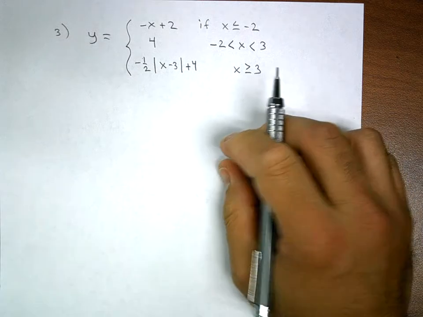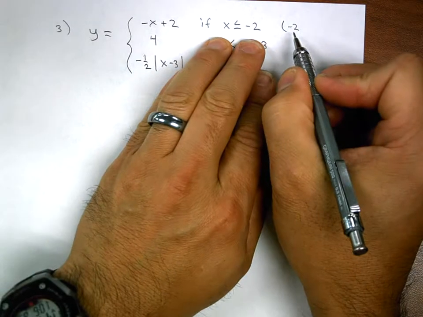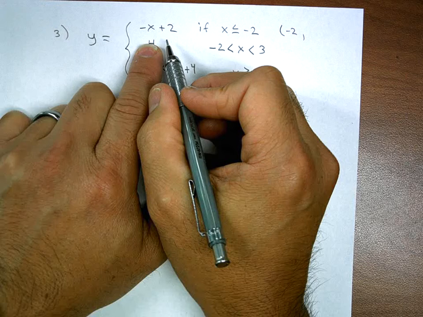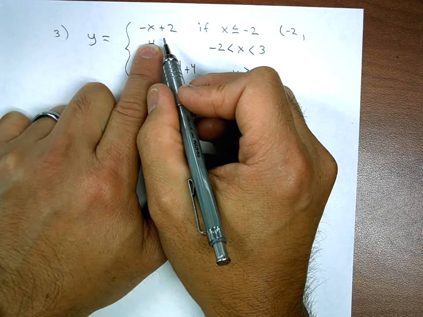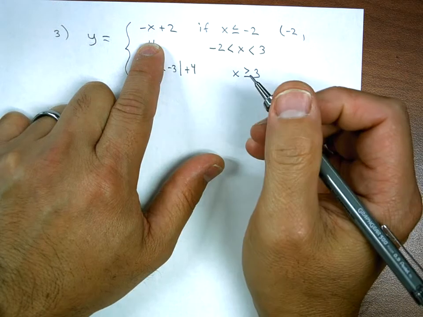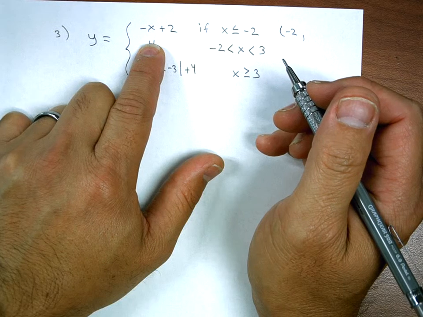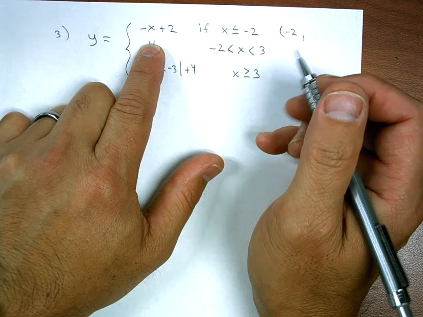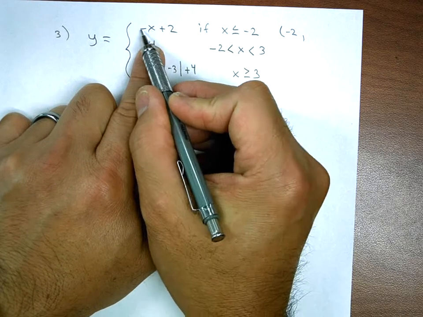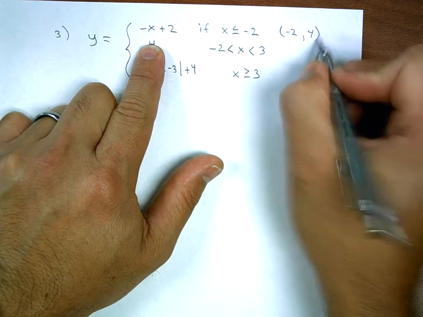Let's plug these in, because we have to plot these. If we plug in negative 2, hopefully we get this. What do we get for the whole thing? 4. Substitute negative 2: negative of negative 2 is positive 2, and positive 2 plus 2 is 4. So negative 2, 4.